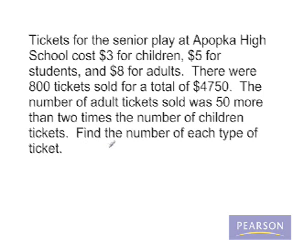We're going to tackle this problem by setting up a system of equations. We will let C be the number of children tickets sold, S be the number of student tickets sold, and A be the number of adult tickets sold. We're told that we sold a total of 800 tickets. So C plus S plus A must equal 800.